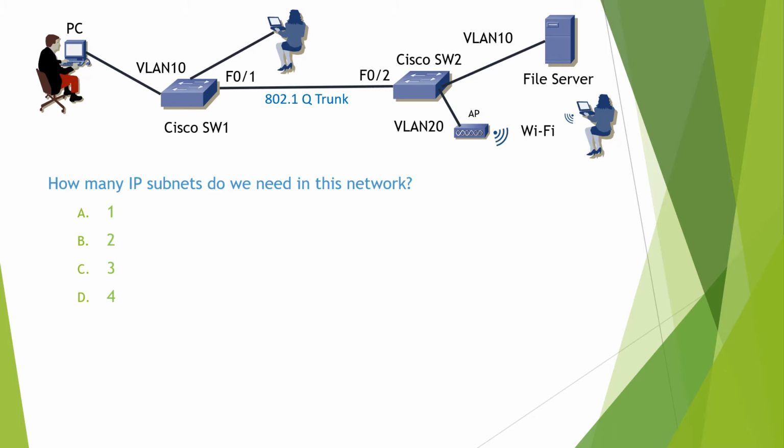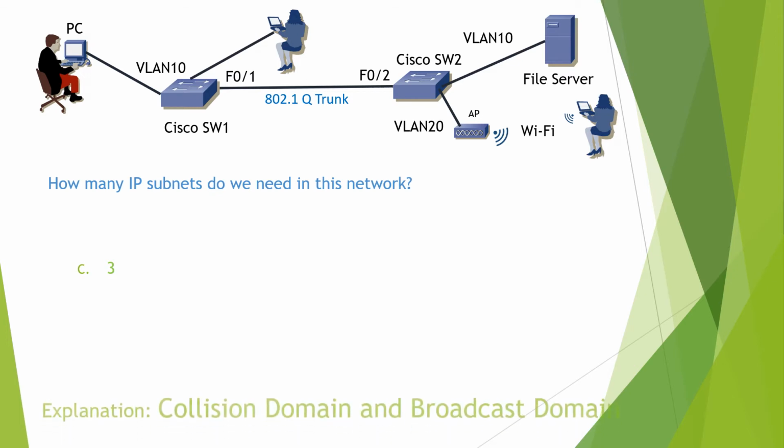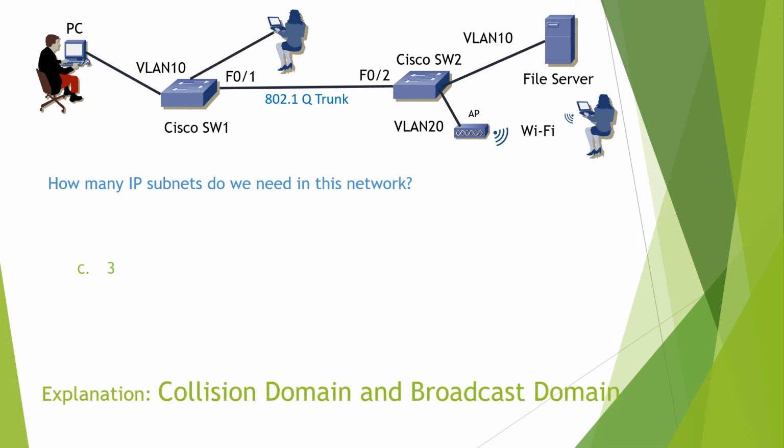How many IP subnets do we need in this network? As you know, we have to create an IP subnet for each VLAN. In this network, we have VLAN 10 and VLAN 20, and also a hidden default native VLAN, which is VLAN 1. Therefore, we have to create 3 subnets in this network. So the answer for this question is C. You can find the detailed explanation for this question in the video, collision domain and broadcast domain.